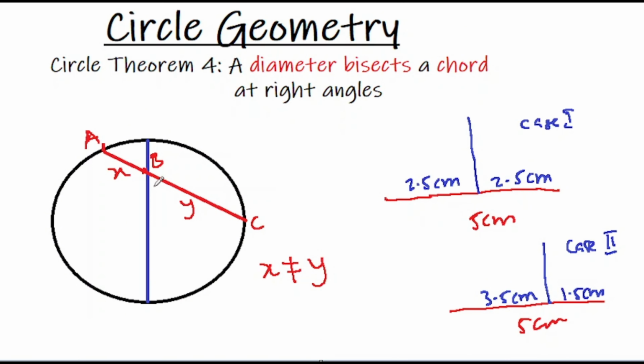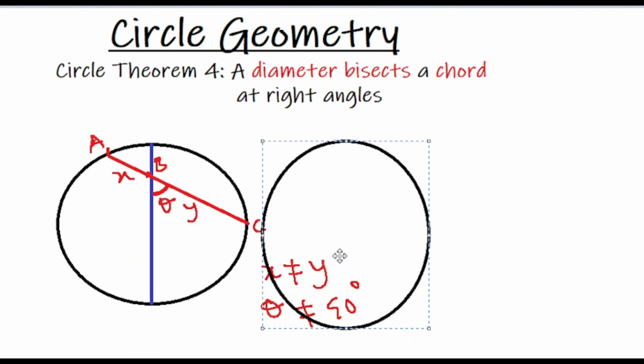So therefore, at the point of intersection, the angle formed, this angle, let's call it theta. Theta is not 90 degrees. Why? Because the diameter, which is the blue line, is actually dividing the chord, which is the red line, into two unequal parts. Let us draw another circle.